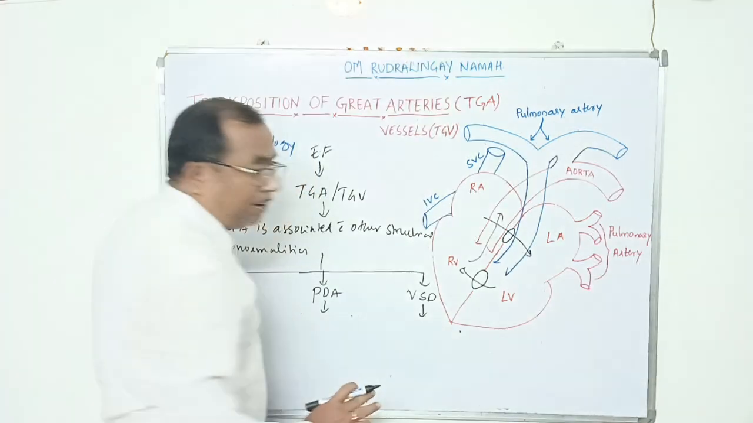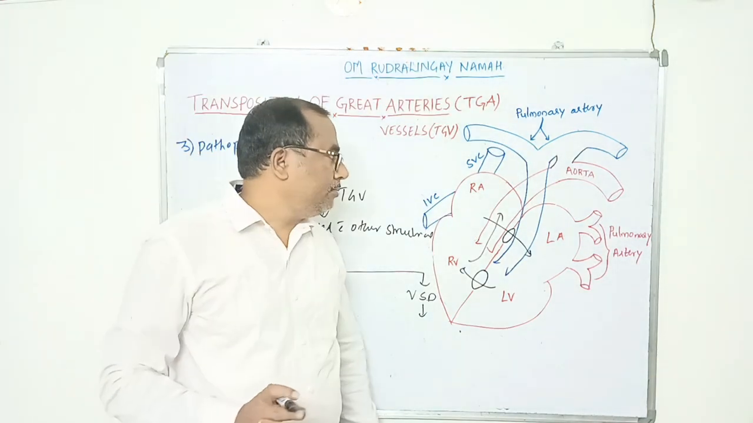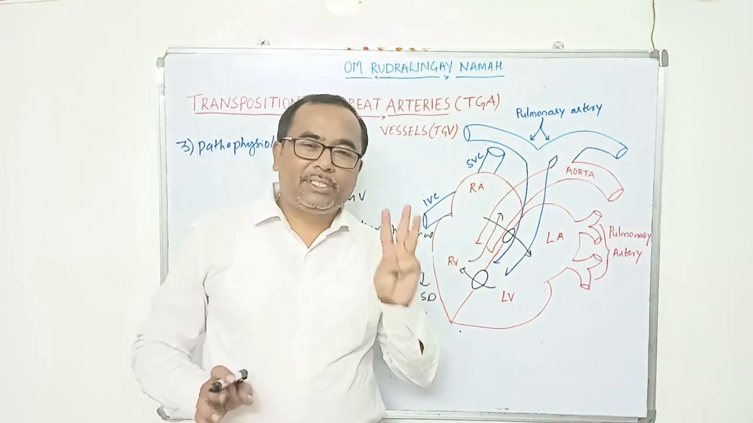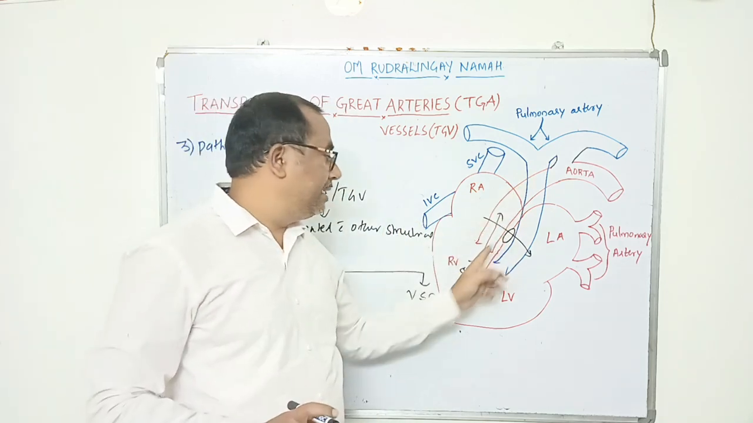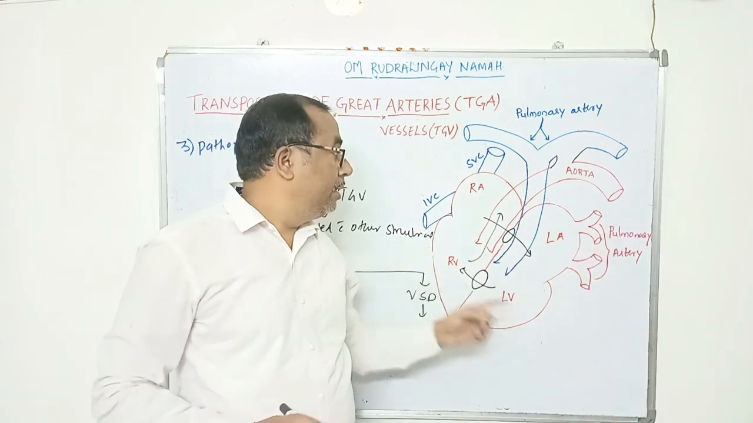So what happens here? Once again, I want to make it clear. There are three defects present along with the transposition of great vessels, that is ASD, VSD, and PDA. Now what happens here?